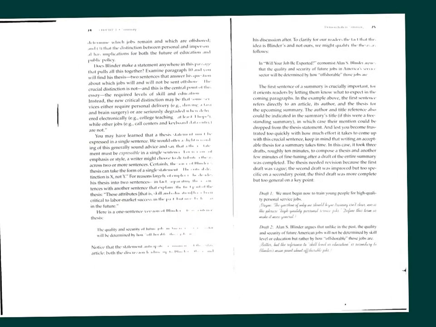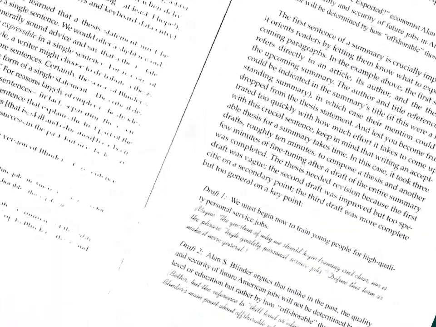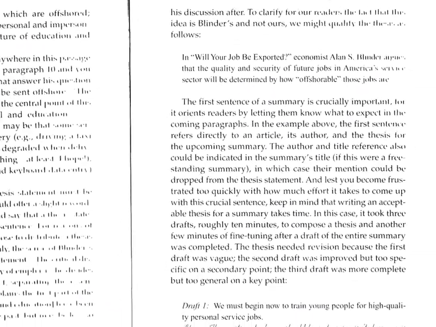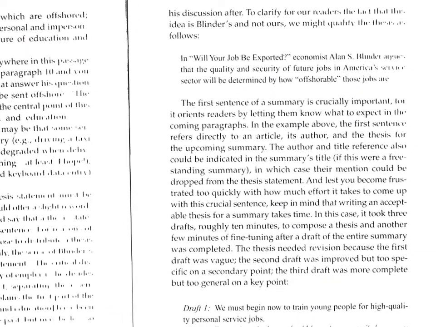So the authors here are working their way through Blinder's piece. They give you a piece of advice like this that is just wonderful. The first sentence of a summary is critically important. It orients readers by letting them know what to expect in the coming paragraphs. Then it shows you what they mean by that, what the author means up here.